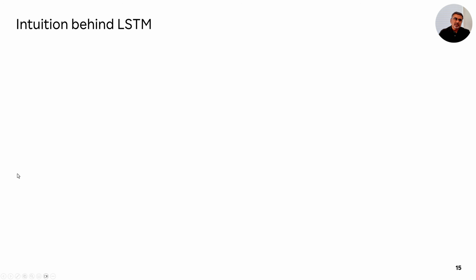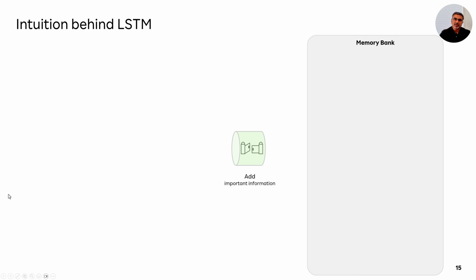Let's go through this step by step. The first thing we need is a memory bank. In the memory bank, we'll have to store important information. Now, how do we add information to this memory bank? Let's say we have something called a gate that will allow us to add information to this memory bank. And then we also have to forget unimportant information because we have limited capacity in our memory bank.